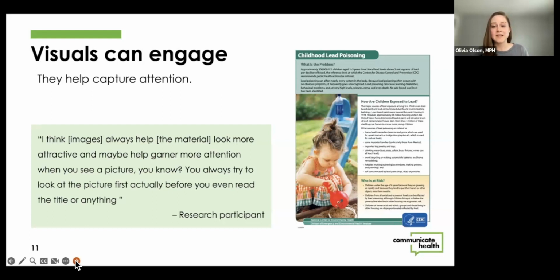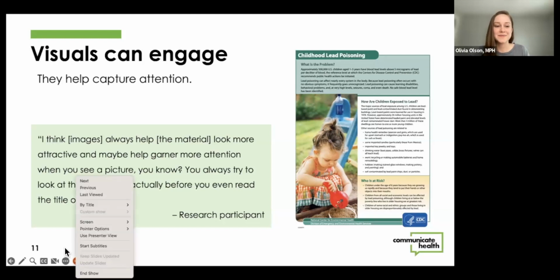Participants in multiple studies indicated that they also weren't as interested in engaging with the material if it didn't include any images. This quote we have here from one research participant really highlights the importance of images to draw in the reader and catch their attention. Next slide.